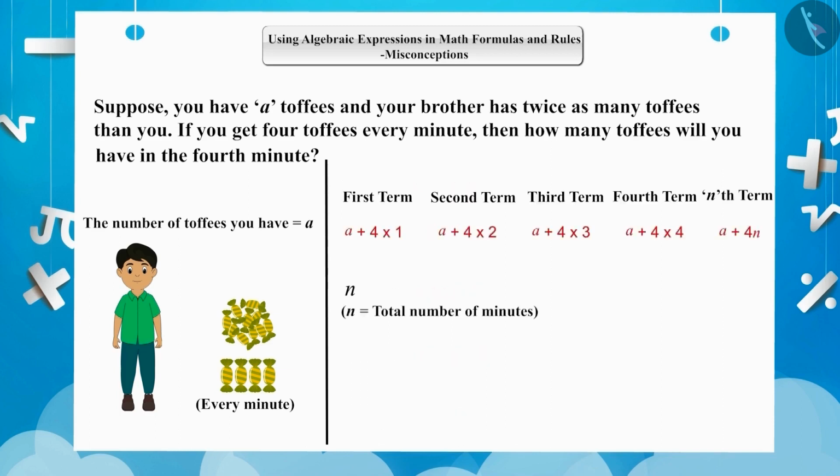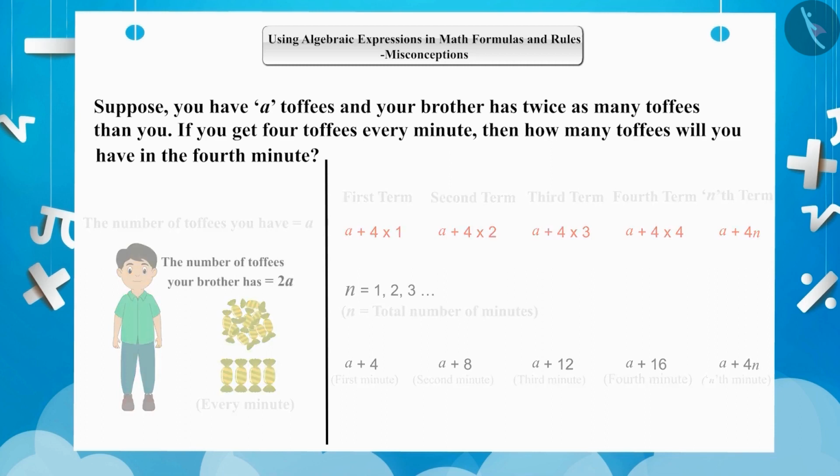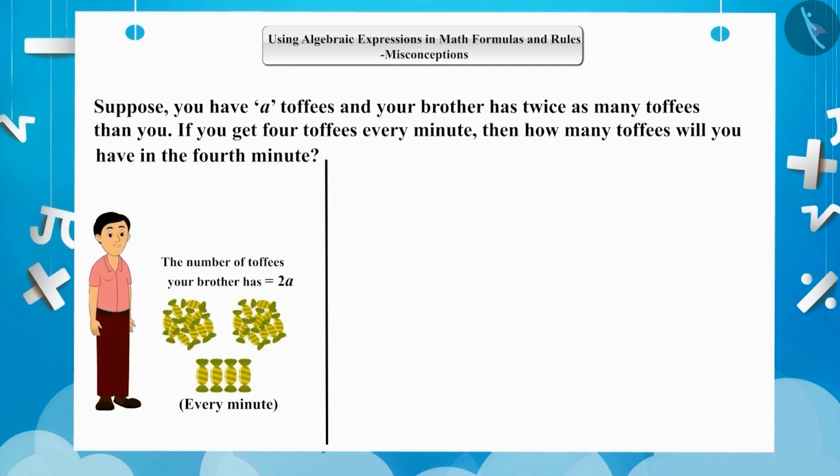If you put the value of n in this expression as 1, 2, 3, etc., the number of toffees you get every minute can be calculated using the following pattern: a plus 4, a plus 8, a plus 12, a plus 16, and like this, a plus 4n. Similarly, after the first minute, the number of toffees your brother will have is 2a plus 4, which we can represent as the first term like this.